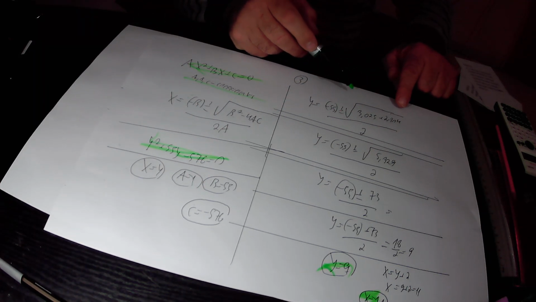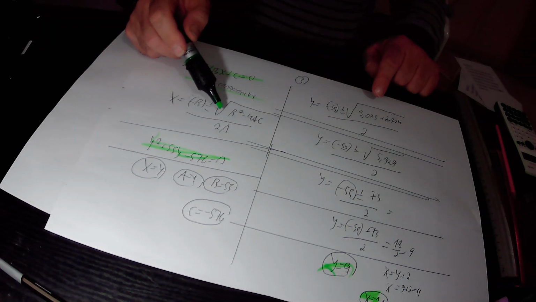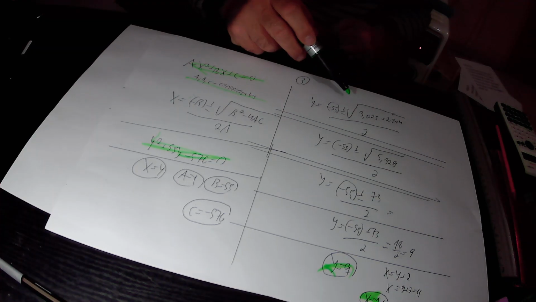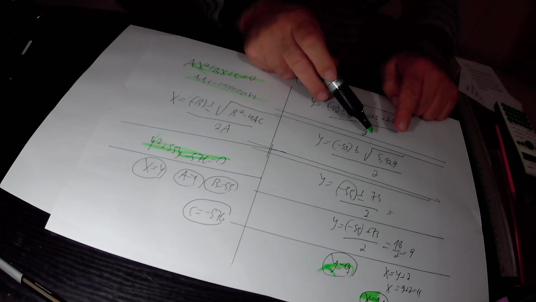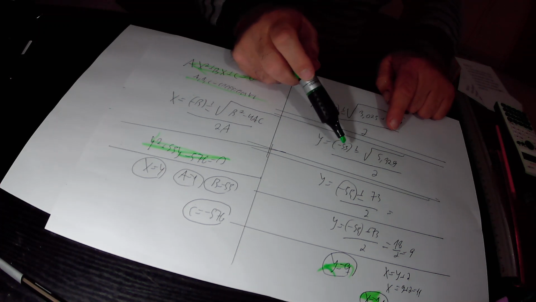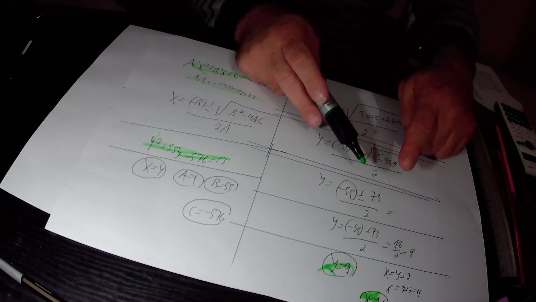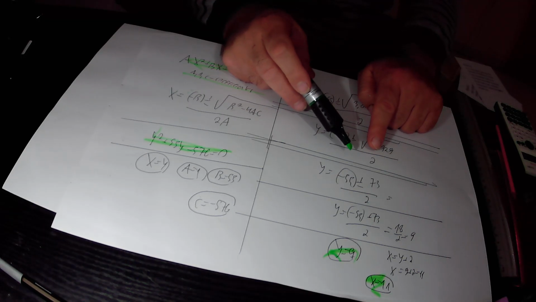2304. So in total inside the root we have 3025 plus 2304, divided by 2a. A is 1, so 2a is 2 times 1, that is 2. So in total we found out that y equals minus 55 plus minus the square root of 3025 plus 2304, which equals 5329, divided by 2. So y equals minus 55 plus minus the square root of 5329, which is 73, divided by 2.